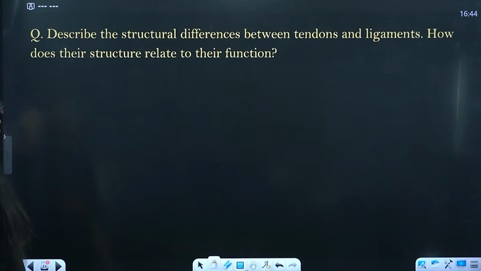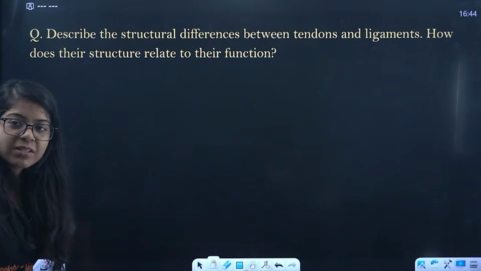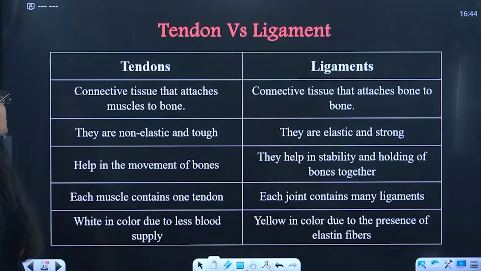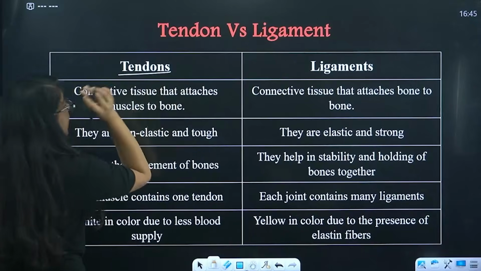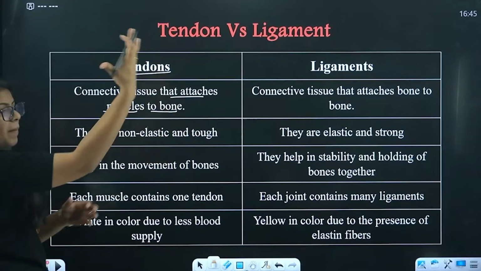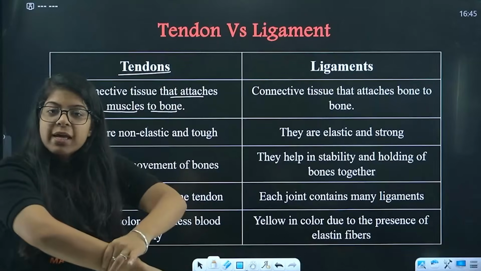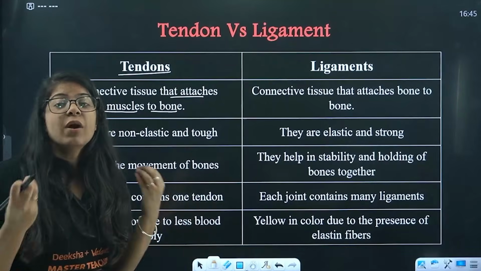We'll get a very important question now after this: describe the structural differences between tendons and ligaments. What are these? We haven't studied. Then let's study. So, beta, tendons. Now, this is a part of connective tissue. Tendons is a connective tissue that attaches muscles to the bones. In my hand, I have muscles and I have bone as well. So, how are these two attached? These are attached through tendons.